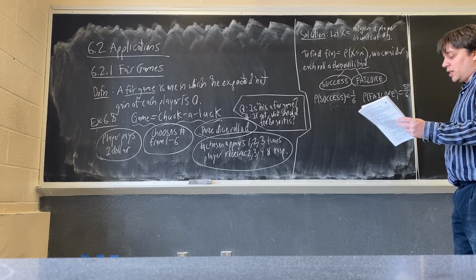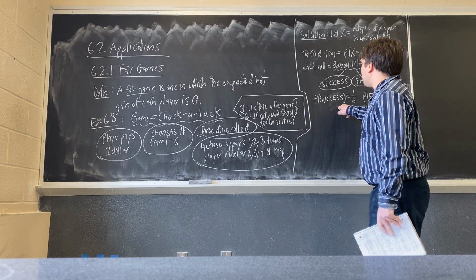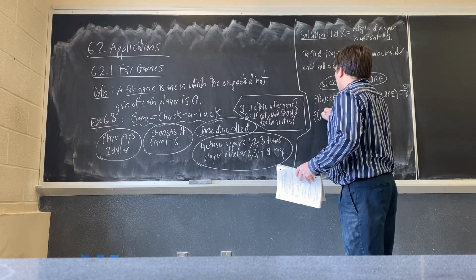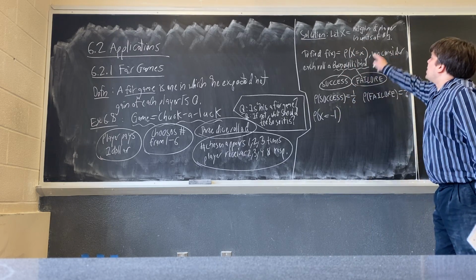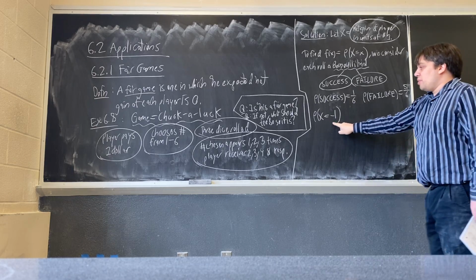And so, okay, so that's the probability of just success and failure. Now the probability that x is equal to -1. So x is the net gain of the player in units of $1. And so how could x be -1?